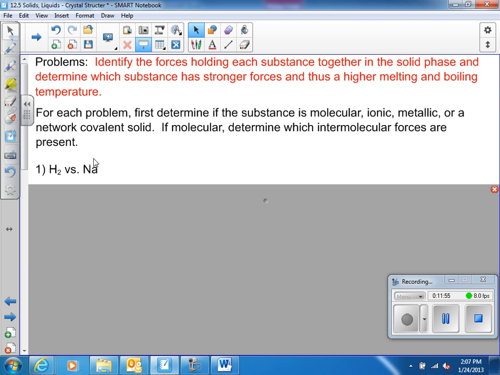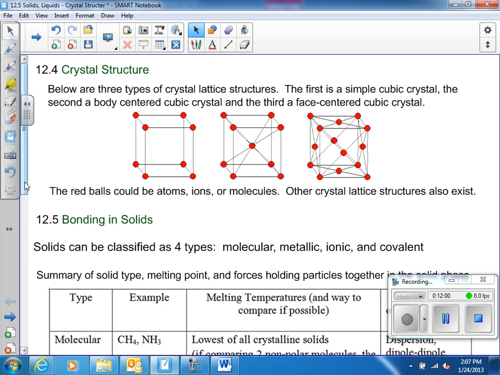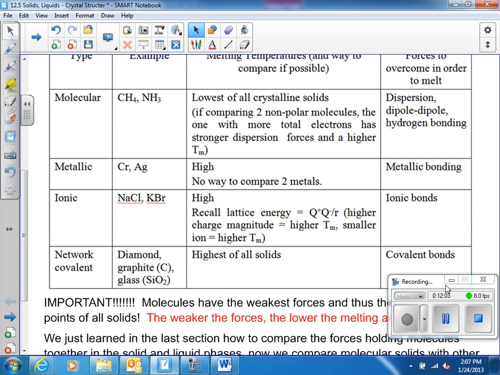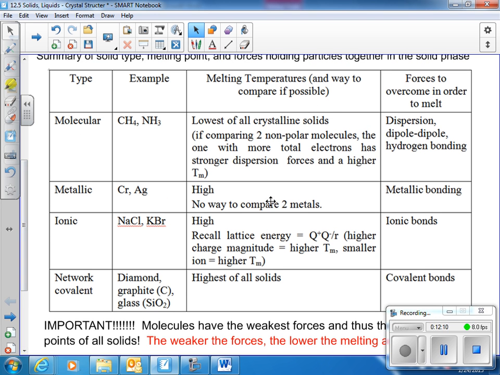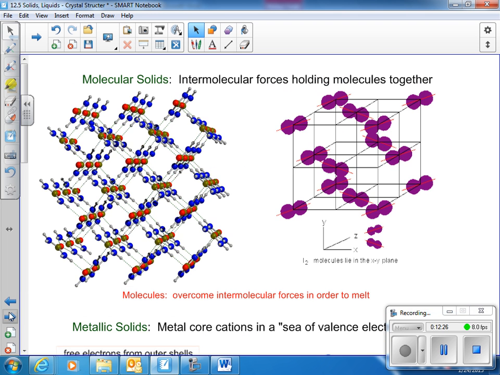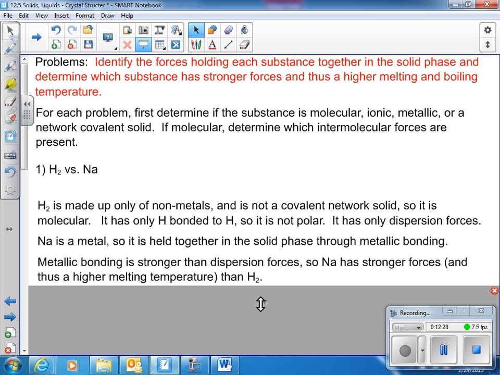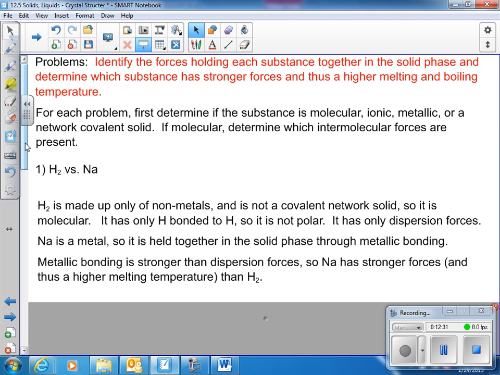Sodium, if you look on the periodic table, sodium is a metal. So let's look over here. Okay. So dispersion, it's the lowest melting temp of all the different crystalline solids. So the hydrogen would have the lowest melting temp. And sodium is held together, it's a metallic crystal, would form a metallic crystal. And those are held together by metallic bonding. And sodium would have a higher melting temp. And here you go. There's the whole explanation of what I just said.